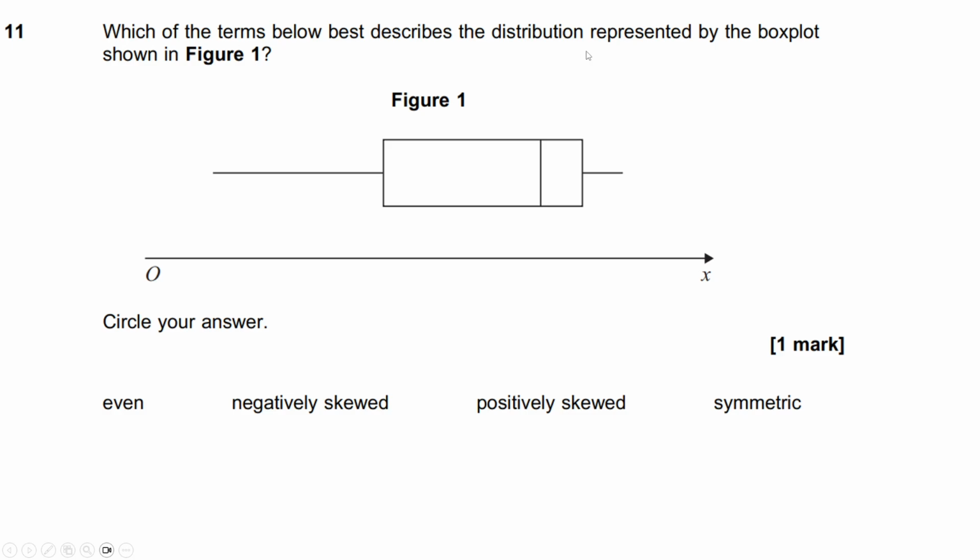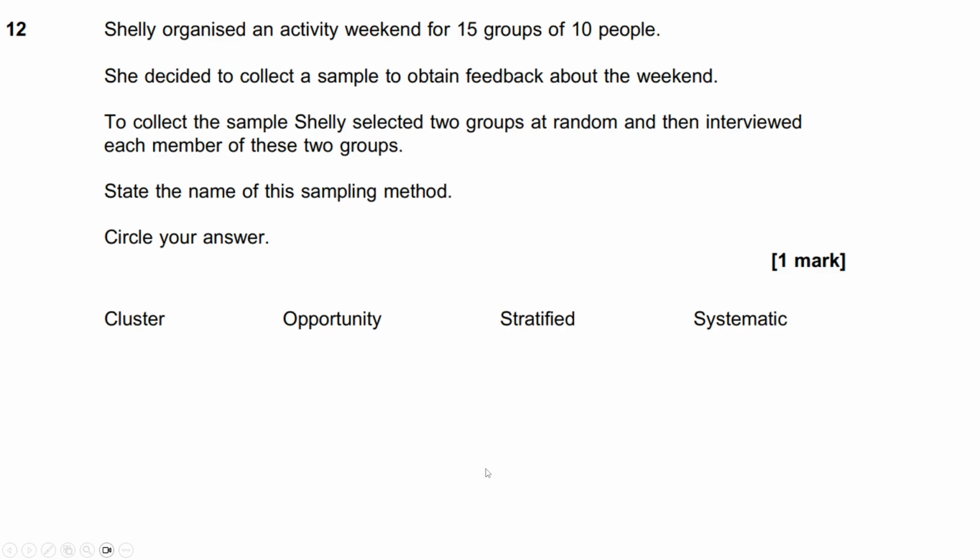Which of the terms best describes the distribution represented by the box plot shown in figure 1? Okay, this is the stats part. It's negatively skewed because if the longer tail side is on the left, then it's negatively skewed. If it's on the right, then it's positively skewed, and it's obviously not symmetric or even.